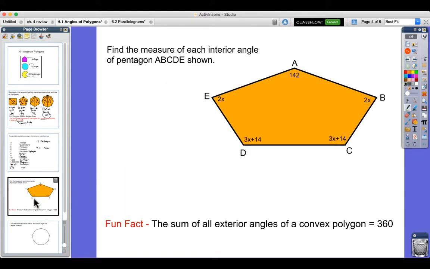So for example here, let's go ahead and find the measure of each interior angle. So each angle right here. We already have one. We know what A is. So we're looking for A, B, C, D, and E. Okay.